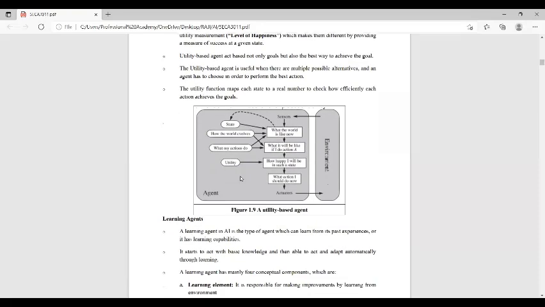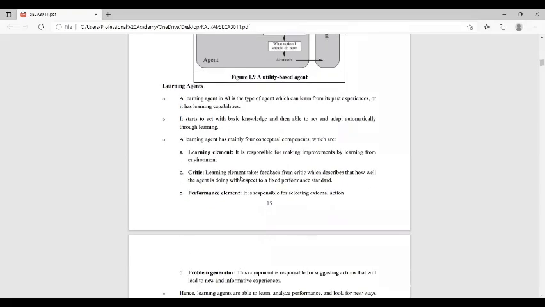So look at this diagram. It gets input through a sensor, the current state, and it is checked with the past history to decide what action to do. Having some actions, it checks the utility of an action, that is, how happy I will be in a particular state. Based on my happiness, the action will be performed and it will change the environment. That is called a utility-based agent.